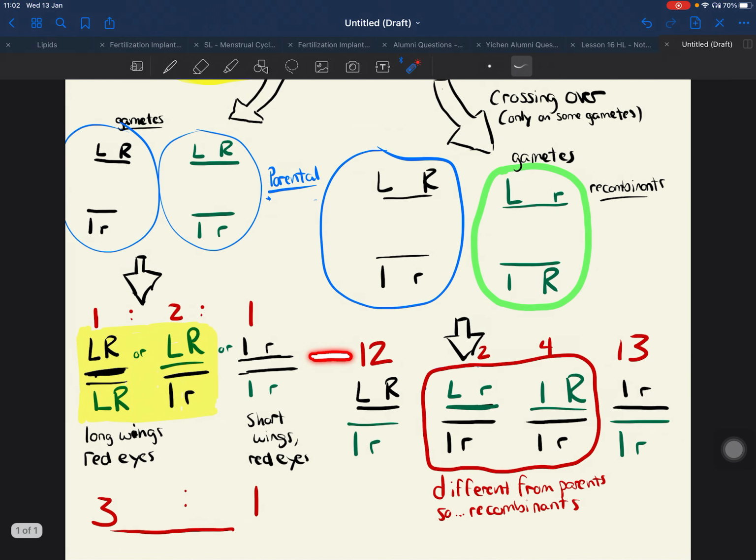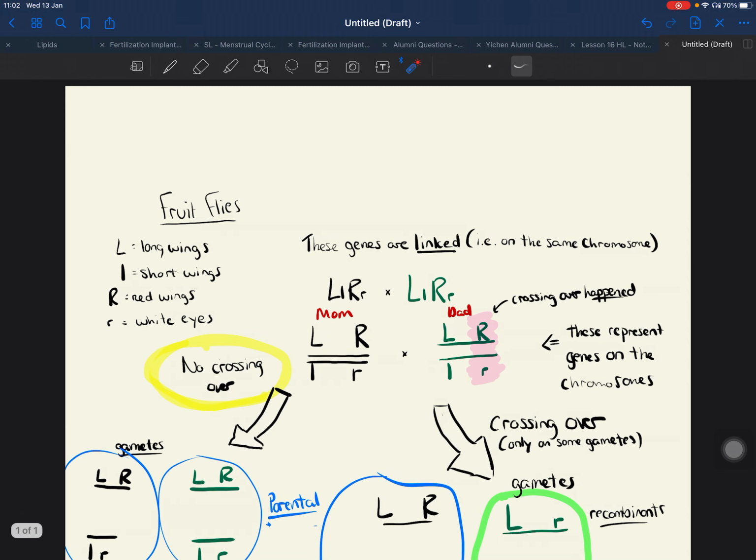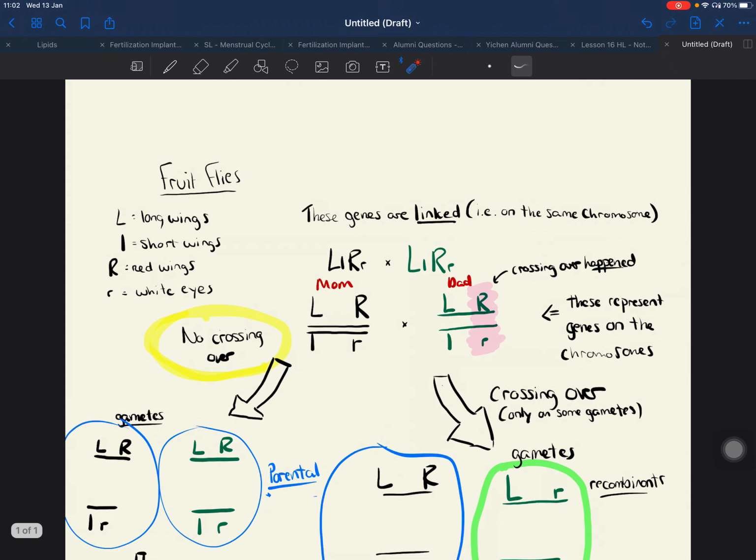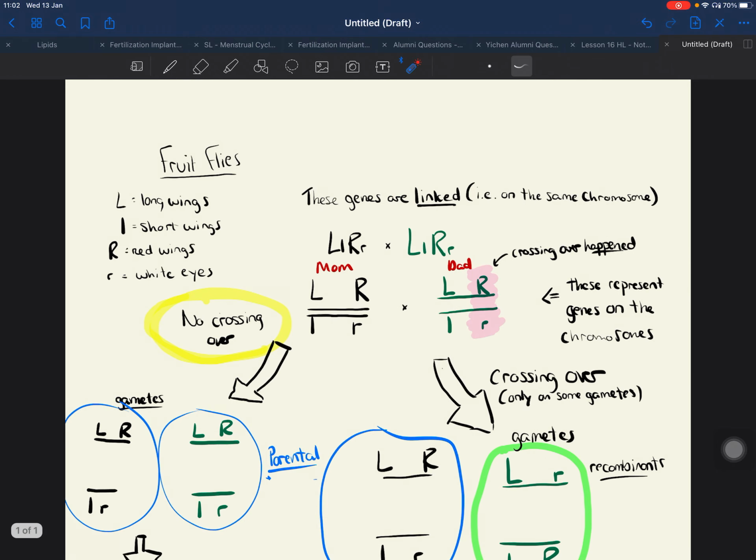You look at the numbers and you look at the combinations, and you look for combinations here that simply can't exist. And again, crossing over is only relevant for linked genes. So I hope that helps explain that. Please let me know if you have any questions.